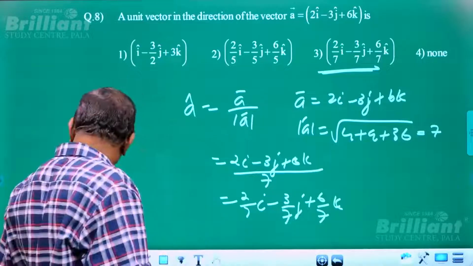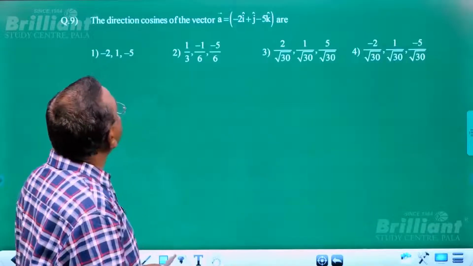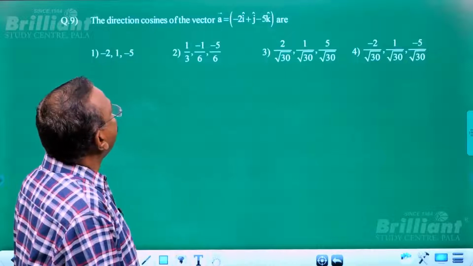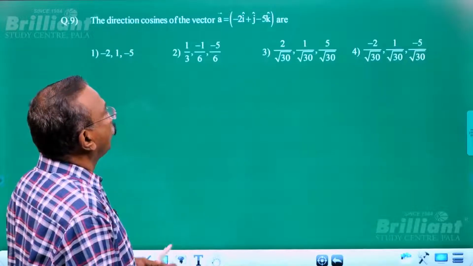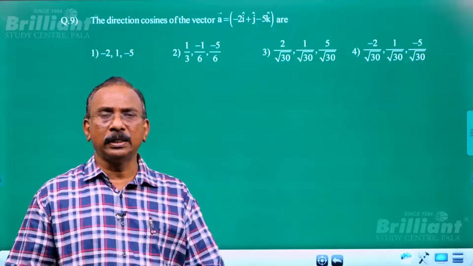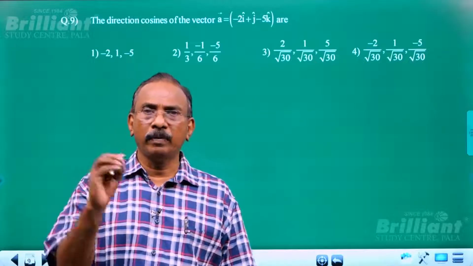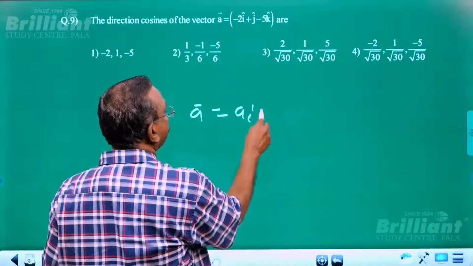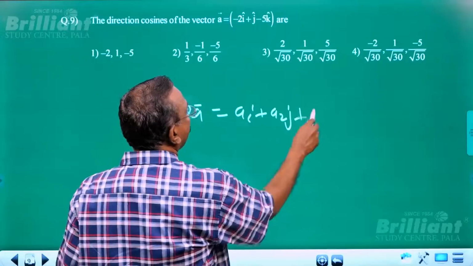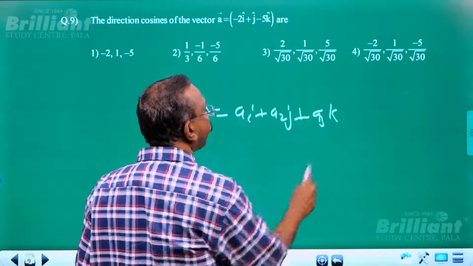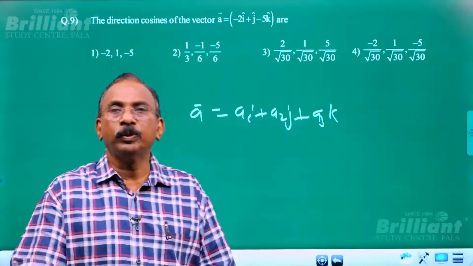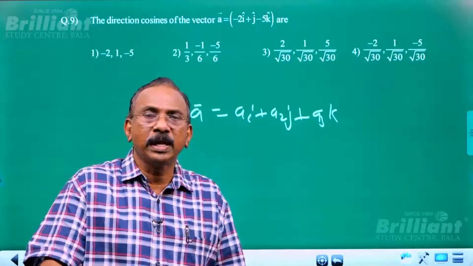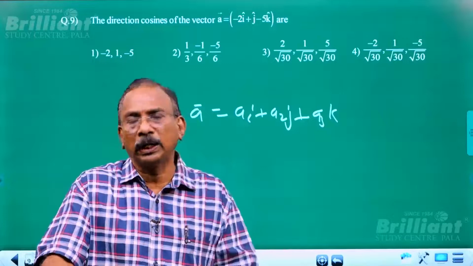Now, you come to question number 9, the direction cosines of the vector A bar. You know, if A bar is equal to A1 i plus A2 j plus A3 k, then the coefficients of i, j, k correspond to the unit vector, referred to as the direction ratios. That may be positive or negative.